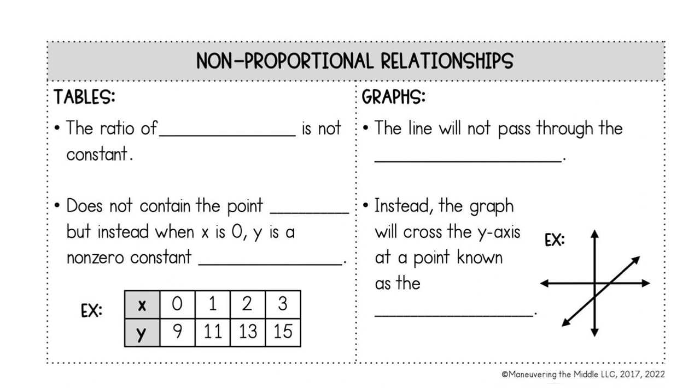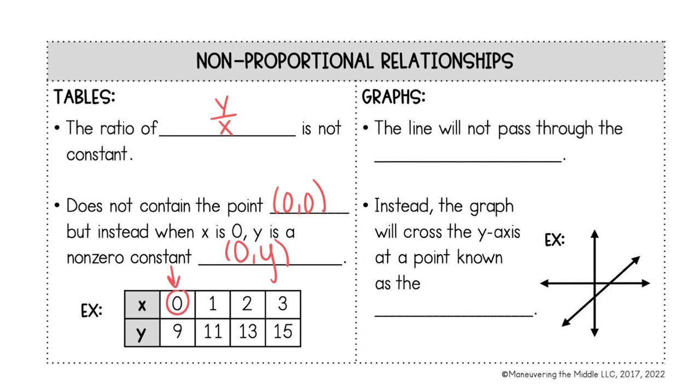All right, real quick, a little summary. For tables, the ratio of y over x is not constant. It does not contain the point (0, 0). So whenever we look at a table, you look for when x is 0, y is not going to be 0. Instead, when x is 0, y is a non-zero constant, so it would be (0, y), where y is just any number besides 0.